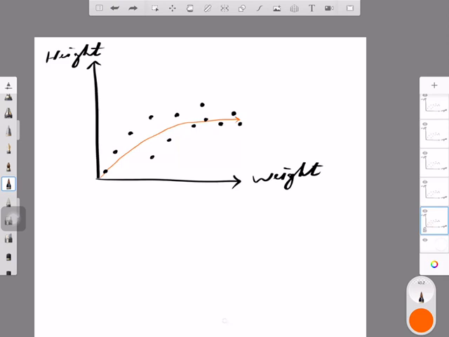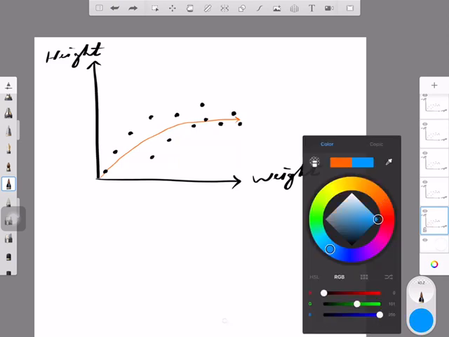But in this case, I don't know the formula. So I am going to use two machine learning methods to approximate this relationship. However, I will leave the true relationship, which is the curve here, in the figure for reference.